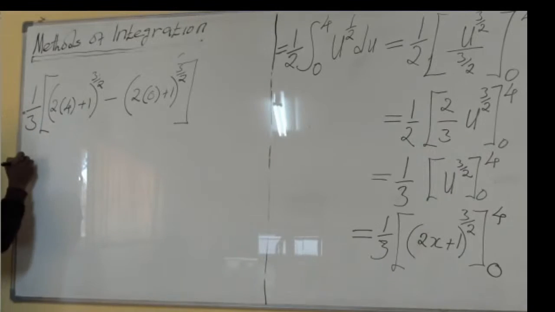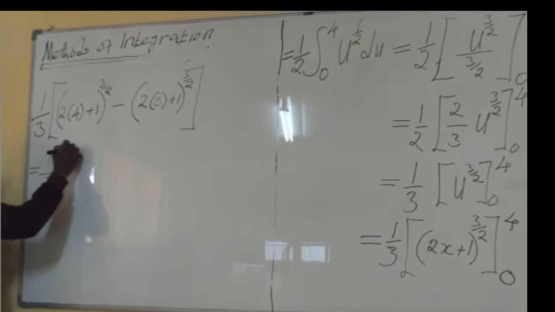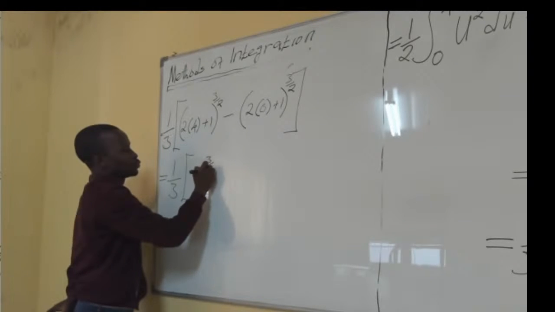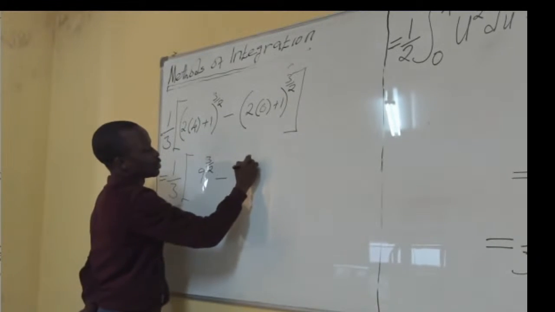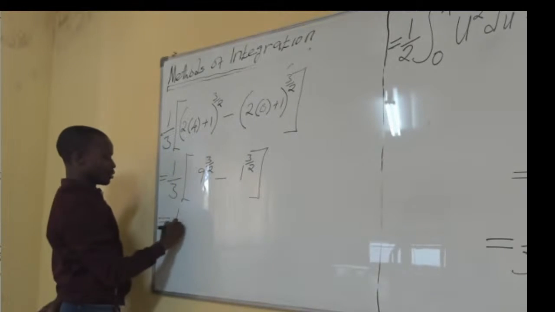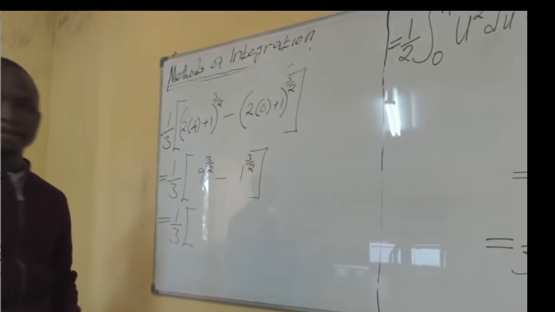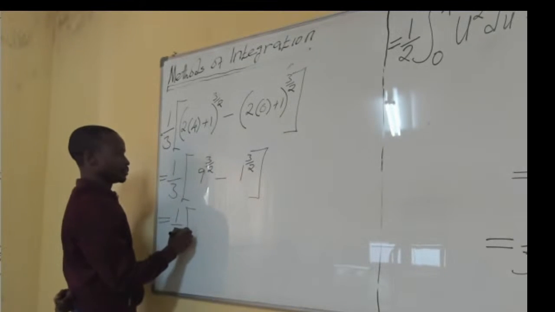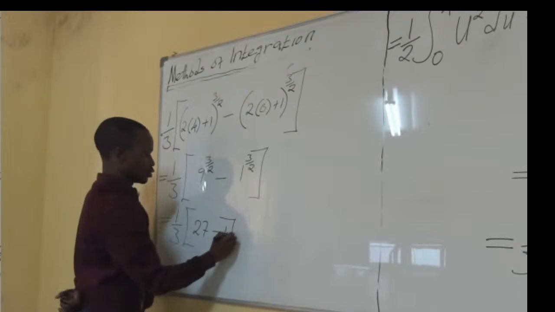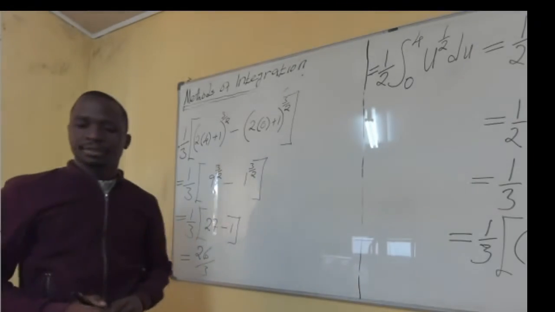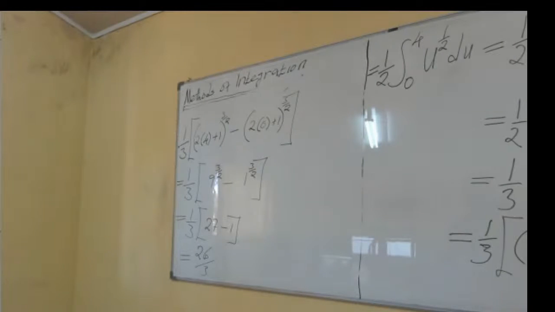Okay. So which will give us 1 over 3 times 9 to the power 3 over 2 minus 1 to the power 3 over 2, which is 1 over 3. 9 to the power 3 over 2 is 27, minus 1, which will give us 26 over 3. Okay, so you are done.